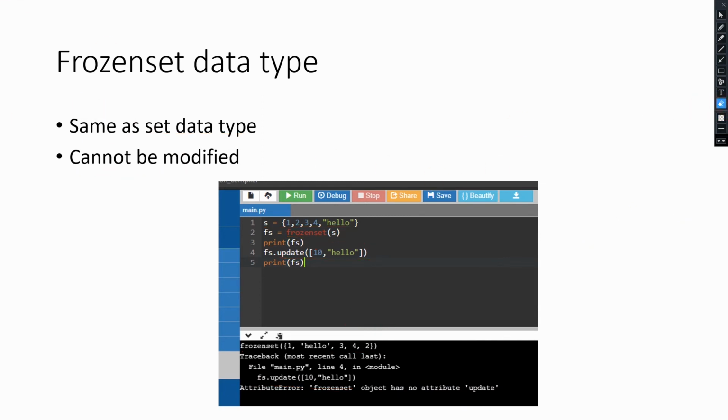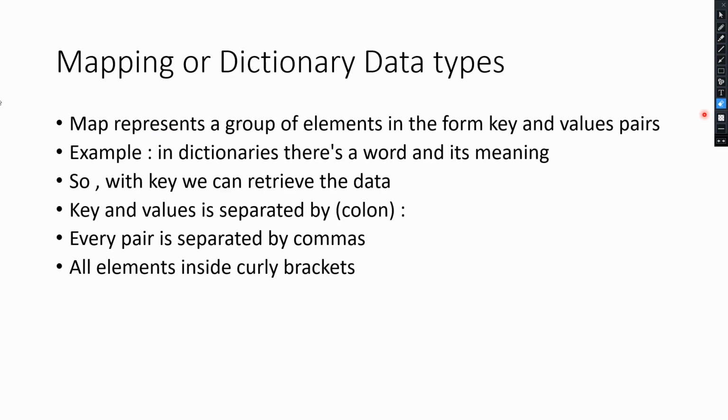So that's all about sets data type. Now let's move on to mappings data type. Mappings or dictionary is same. They're both same data types or same meaning. You can say mapping or dictionary. So what is it? We know that dictionaries are like you have a word and its corresponding meaning is there. So same way is there in Python also. So map represents or dictionary represents a group of elements in the form of keys and values.